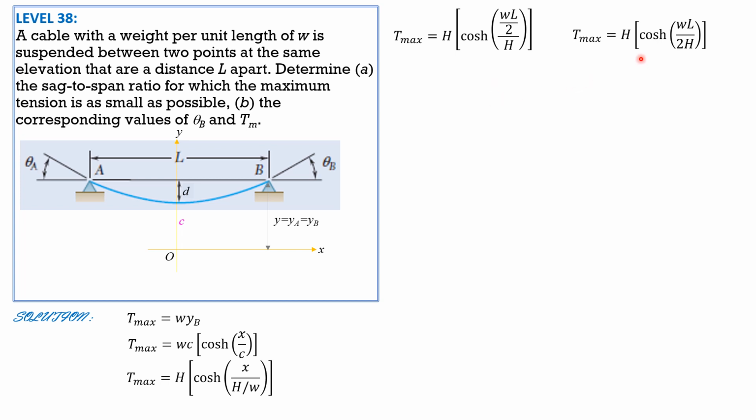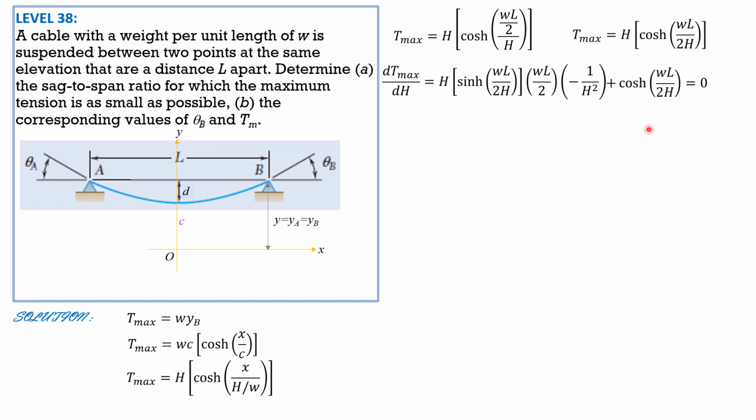So let's minimize this with respect to big H. The derivative of T max with respect to big H is H times the derivative of cosh, which is sinh of WL over 2H, times WL over 2H times negative 1 over H squared. Take note that WL over 2 is the constant, and the derivative of 1 over H is negative 1 over H squared with respect to H. Then plus cosh of WL over 2H, derivative of H is 1. Then equate to 0. Simplifying, H cancels and this becomes positive. So cosh of WL over 2H equals WL over 2H times sinh of WL over 2H.